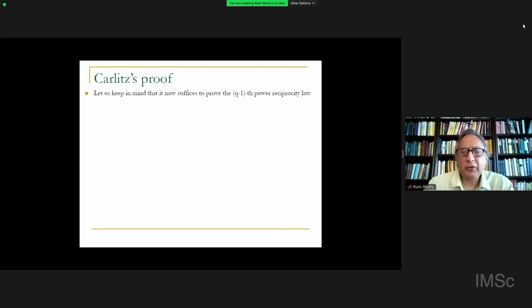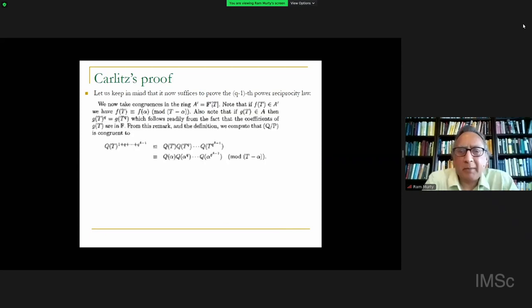And once you do that, I'm not going to go into all the details, but once you do that, you apply the Euler criterion and ask yourself, what is this Q(t) mod (t minus alpha) equal to? And you write this down in terms of q to the delta minus 1 over q minus 1, and then that as a sum, and then realize that this can be rewritten in this neat form.